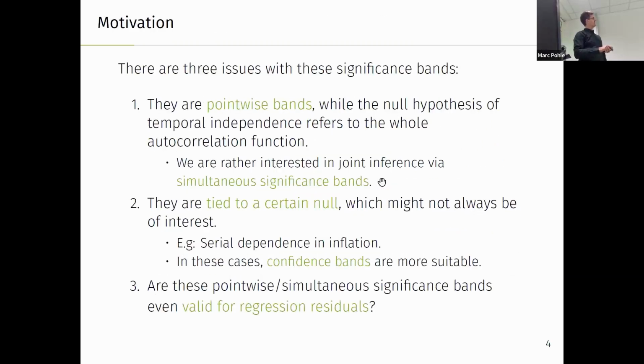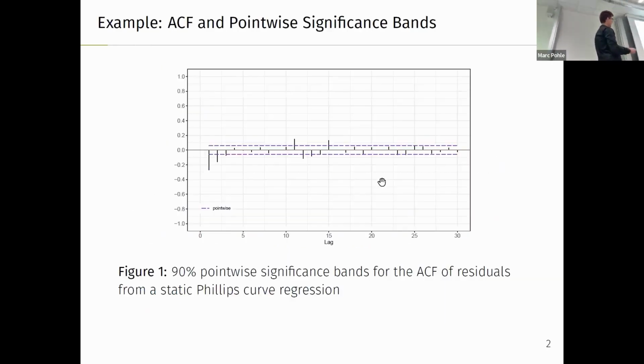Okay, the second weakness of these bands is simply that they are tied to a certain null hypothesis, the null hypothesis of temporal independence. And this null hypothesis is not always of interest. For example, for an inflation time series, as we'll see later, it's clear that there is no temporal independence, that inflation is heavily autocorrelated.